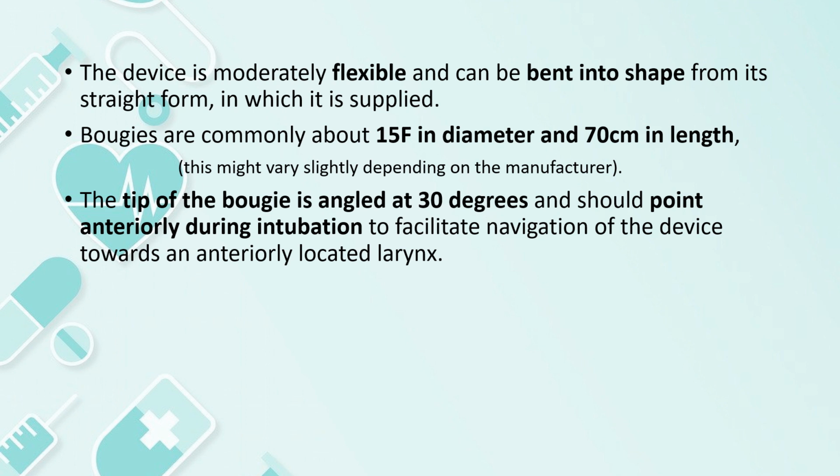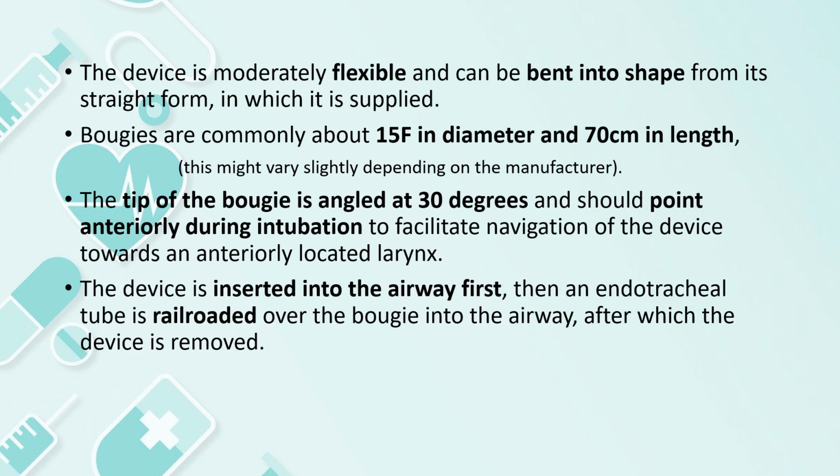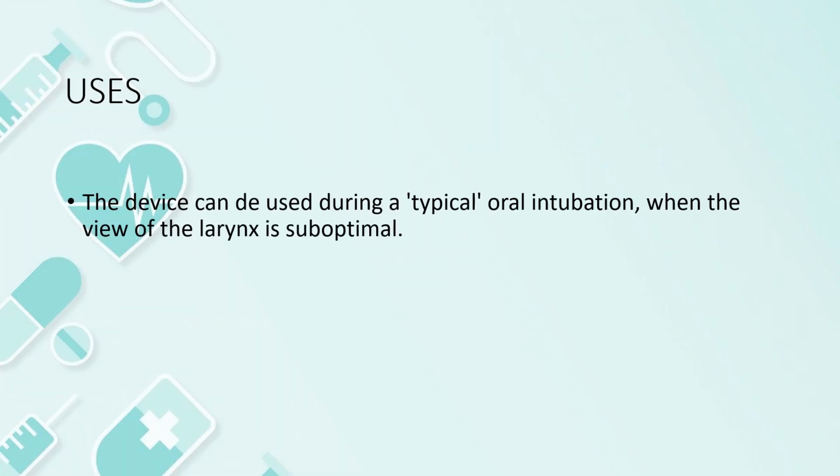The tip of the bougie is angulated at 30 degrees and should point anteriorly during intubation to facilitate navigation of the device towards the anteriorly located larynx. The device is inserted into the airway first, then the endotracheal tube is rolled over it to the final position.